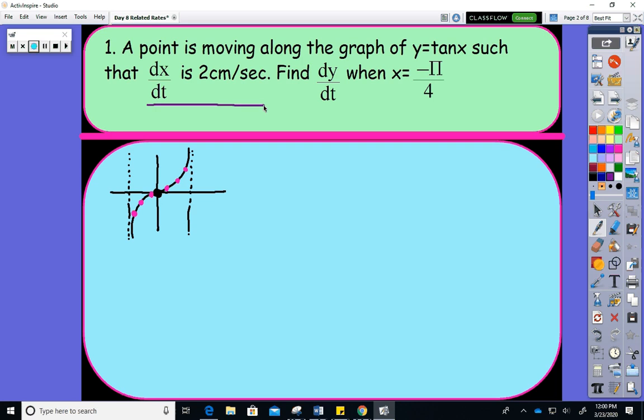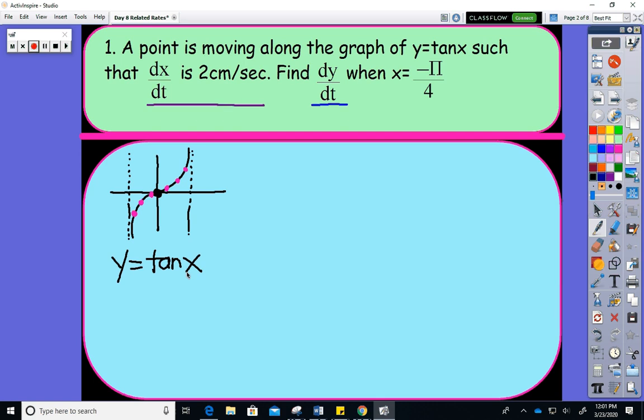Well, what I want to know is dy/dt. dy/dt is the rate at which it's moving from low to high at that point in time. So this is an easy problem because all you do is start out with the equation y equals tangent x, and I'm going to take the derivative of both sides of the equation, but not with respect to x like you're used to, but with respect to t. So I need to think of this almost like an implicit differentiation problem.